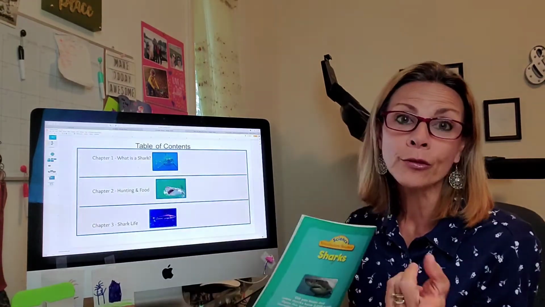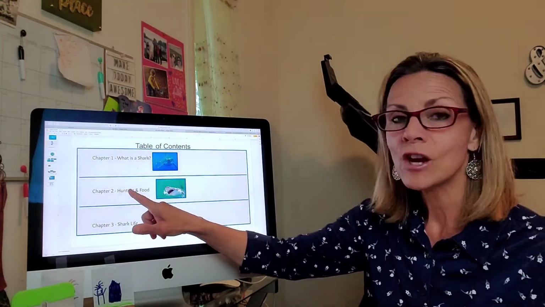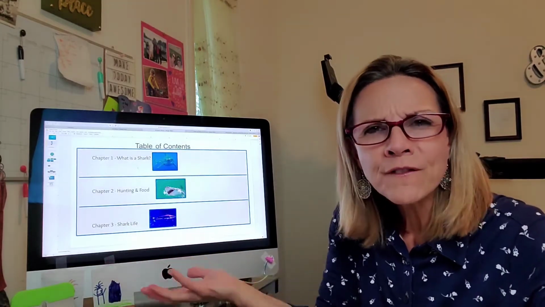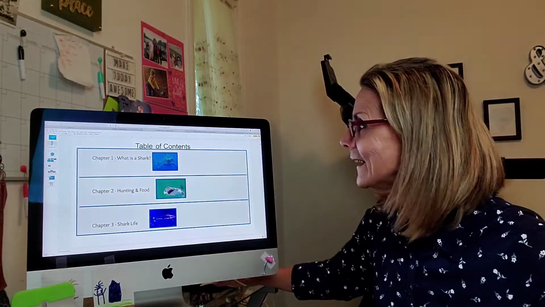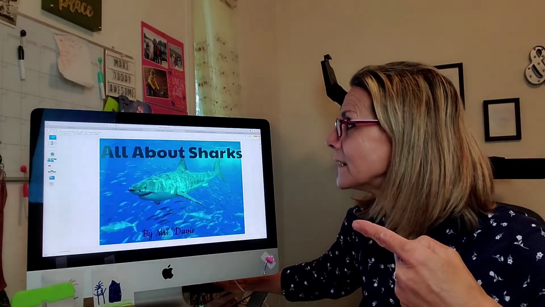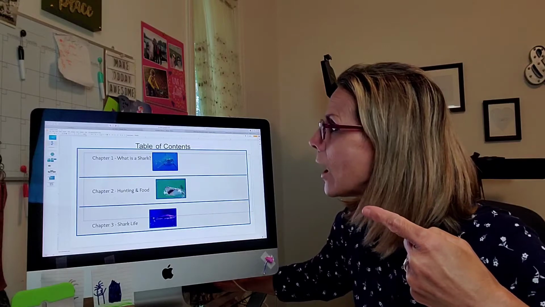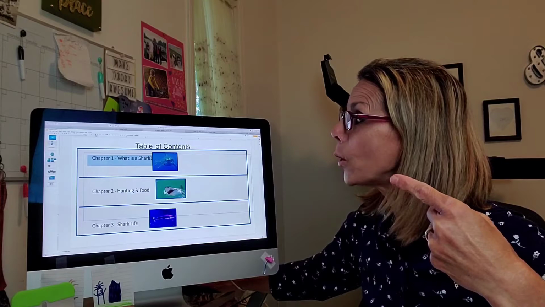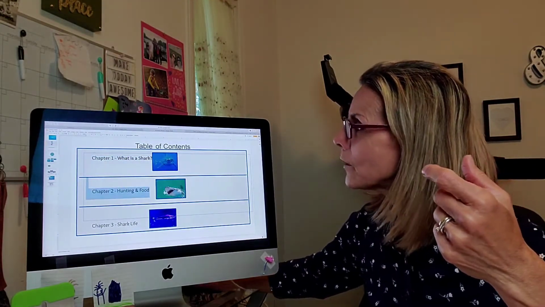But I only needed 3 chapters with my information. I said chapter 1, what is a shark? Chapter 2, hunting and food. And chapter 3, shark life. I feel confident that I can fit all my information into those 3 chapters. Again, I put in the font that I wanted. This one is called, let me see what this one is called. It's called Overlook. I can make it bigger if I want. I can make it bolder. Actually, I like it being a little bolder. So I'm going to go ahead and do that with all of them.